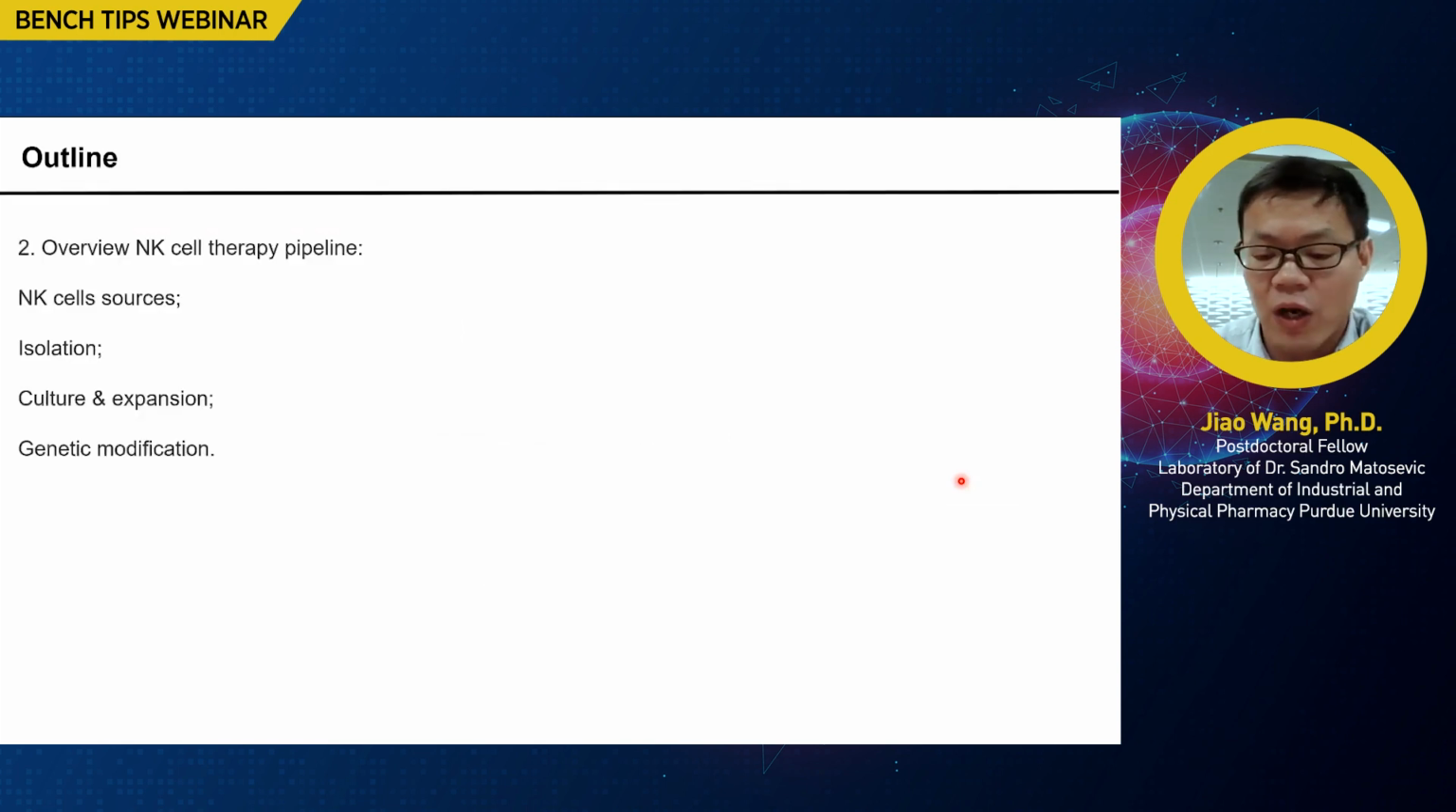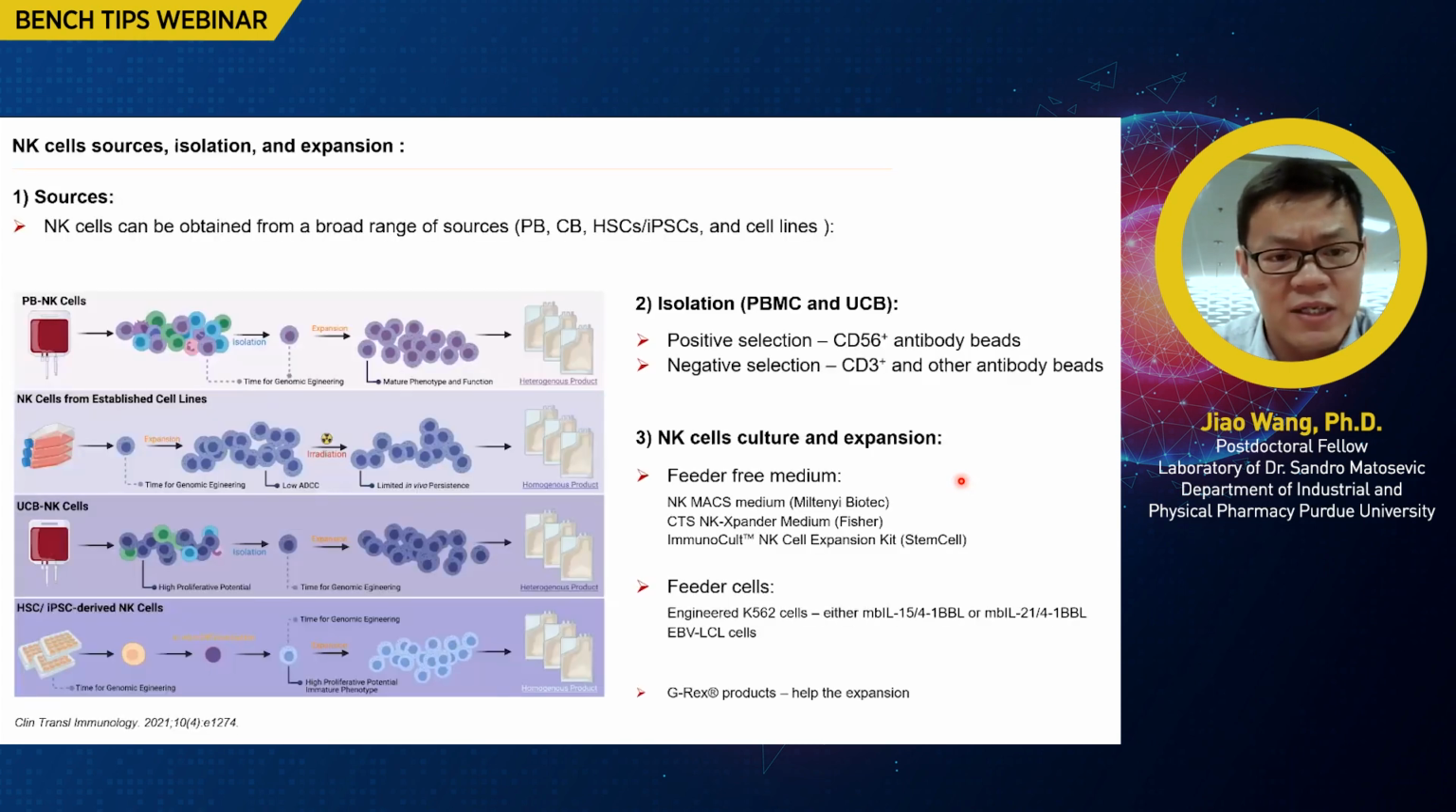So second part, I will give you an overview of the NK cell therapy pipeline, such as NK cell sources, how to isolate NK cells, and cell culture and expansion. Final is genetic modification. So where do these NK cells come from? NK cells can be obtained from a broad range of sources, such as peripheral blood and cord blood, stem cell derived, and some immortalized NK cell lines.